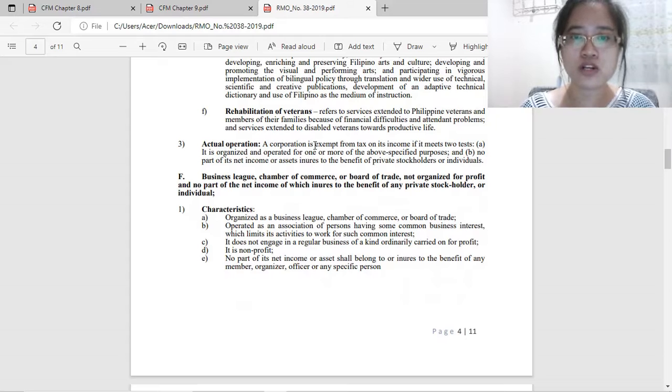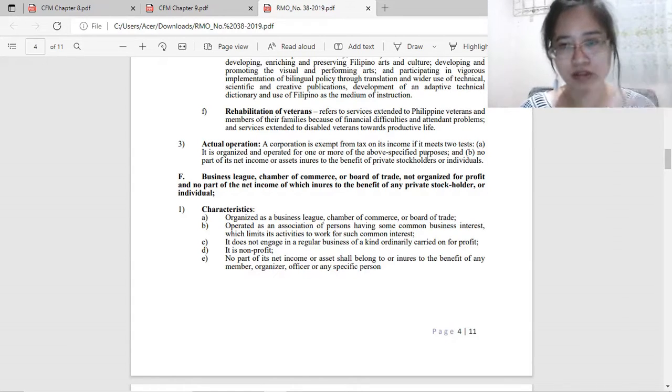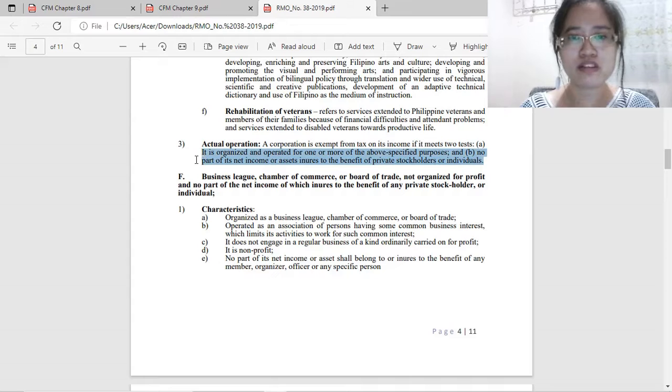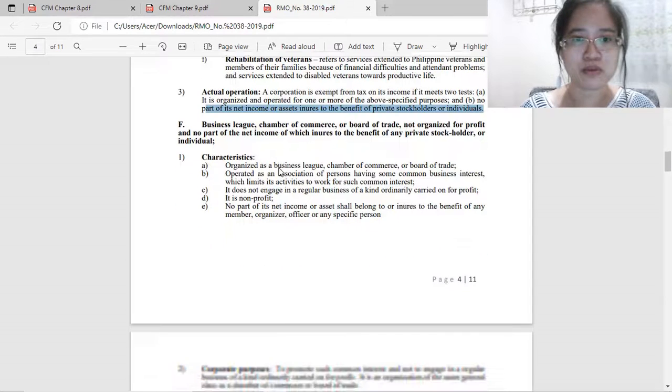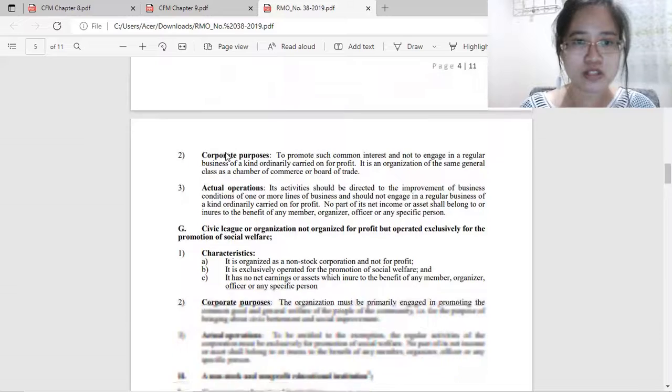Actual operation. A corporation is exempt from tax on its income if it meets two tests. So we have the organizational test: organized and operated for one or more of the above specified purposes. In the case of a church, religious purposes. And secondly, no part of its net income or assets inures to the benefit of private stockholders or individuals. So if you notice, they're really emphasizing this statement. We've encountered this statement a few times already.